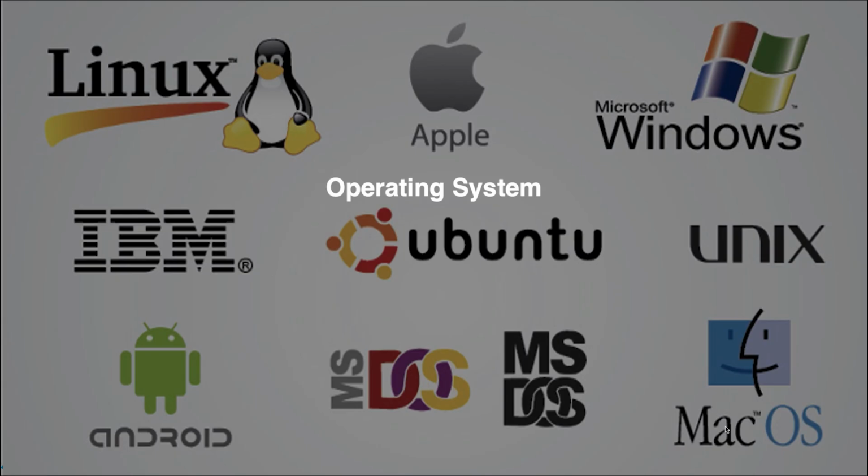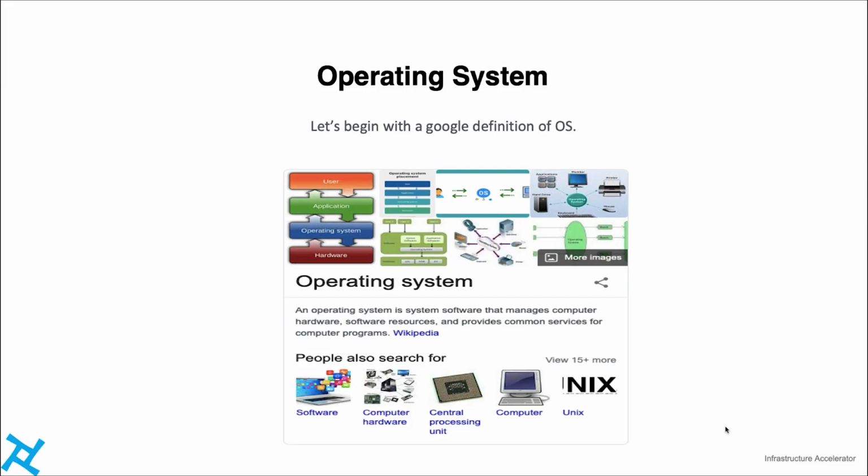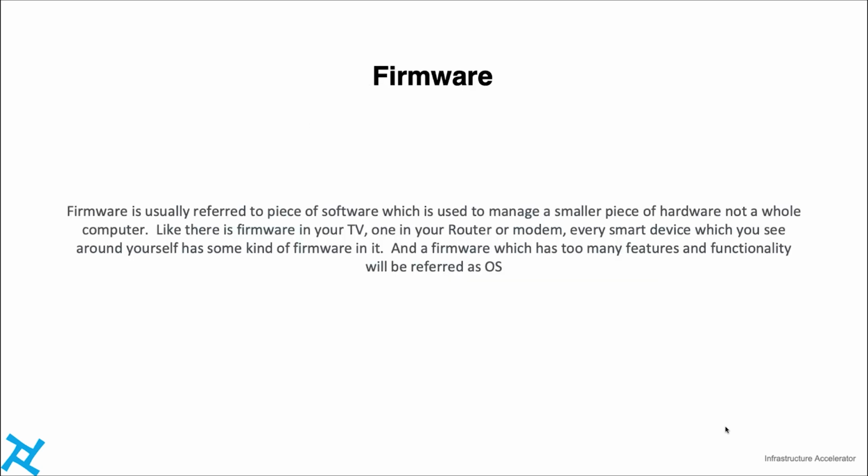Let's talk about the server operating systems. There are so many operating systems which you can install on a server. Let's begin with the Google definition of operating system. An operating system is a system software that manages computer hardware, software resources and provides common services for computer programs. So it's a software which is used to manage the hardware of a computer and provide services to the client.